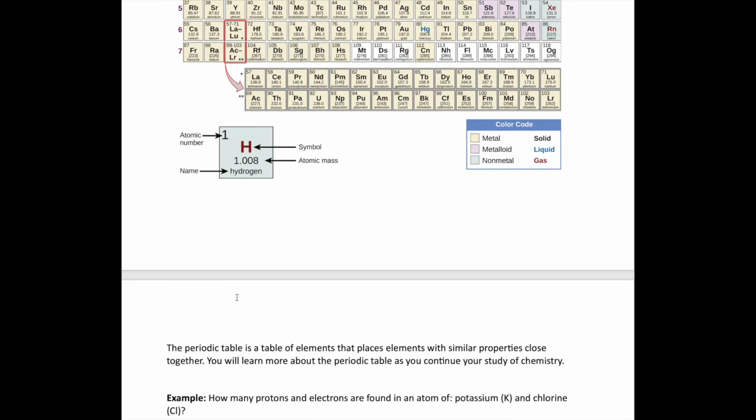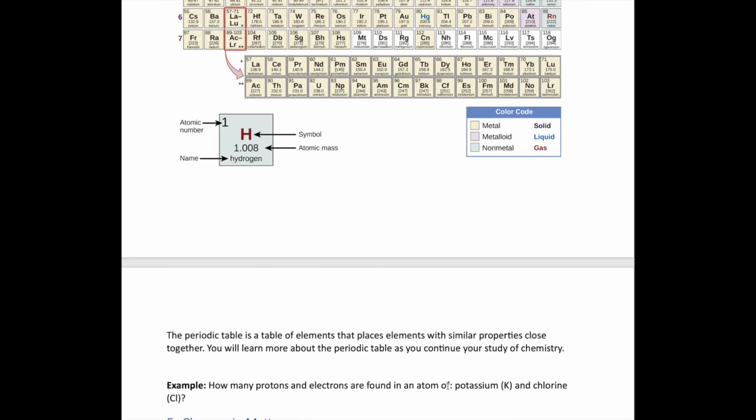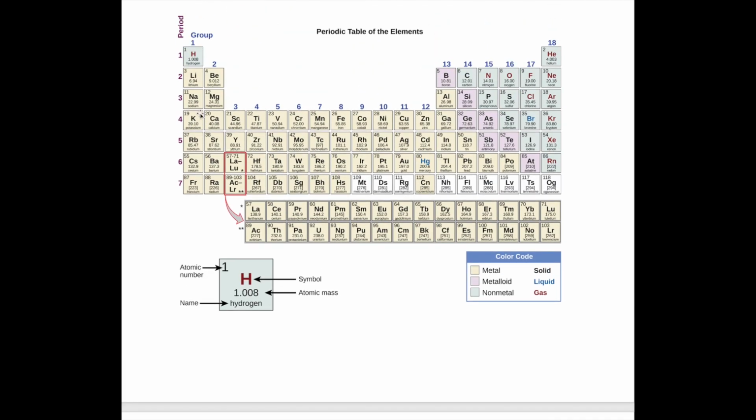Okay, so here's an example. How many protons and electrons are found in an atom of potassium, which has the symbol K, and chlorine, which has the symbol of Cl? So we can look up the periodic table, find K, which is right here, and look at that number.